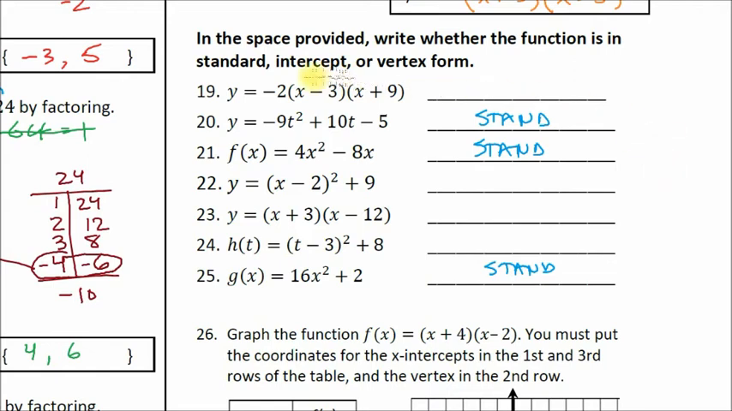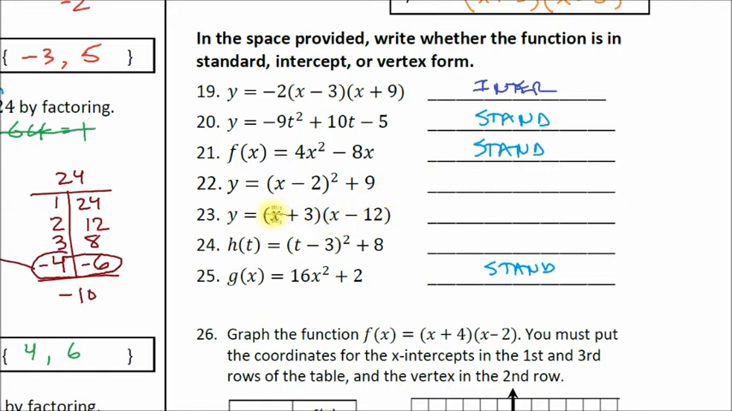Let's take a look at intercept form. Intercept form is going to have parentheses but no exponent of 2. There's no exponent of 2 here. Intercept form normally has 2 sets of parentheses, but not always, but in this case it does. So this is intercept form.